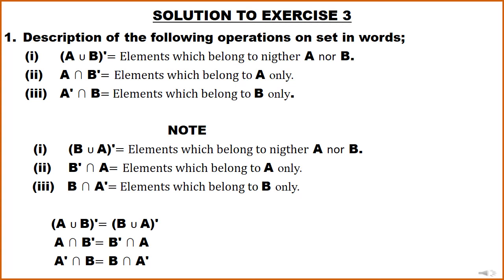Now let us look at the solutions to exercise 3.1. I. (A union B) complement is equal to elements which belong to neither A nor B. It means that the members of this set cannot be found in both set A and set B, but can be seen only in the universal set, which is the mother set of which A and B are subsets.